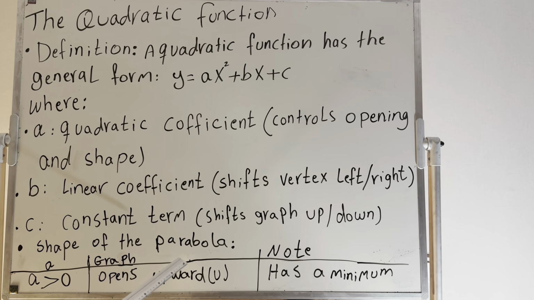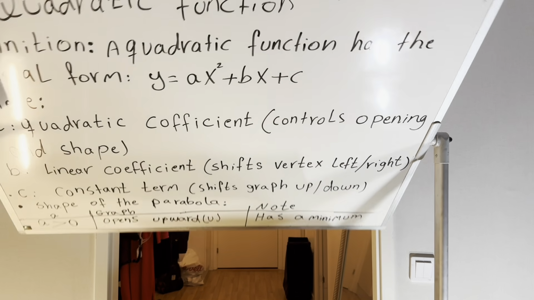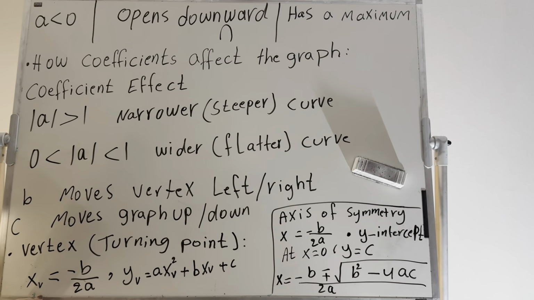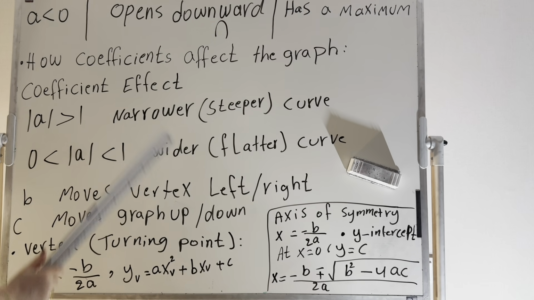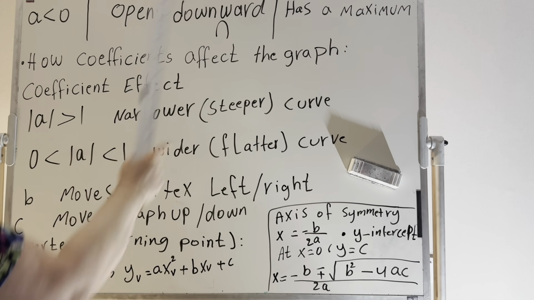Shape of the parabola: when a is bigger than 0, it opens upward and has a minimum. When a is smaller than 0, it opens downward and has a maximum.